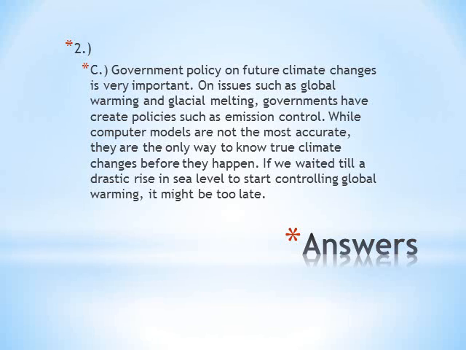The third part. Government policy on future climate changes is very important. On issues such as global warming and glacial melting, governments have created policies such as emission control. While computer models are not the most accurate, they are the only way to know true climate changes before they happen. If we waited till a drastic rise in sea level to start controlling global warming, it would already be too late.